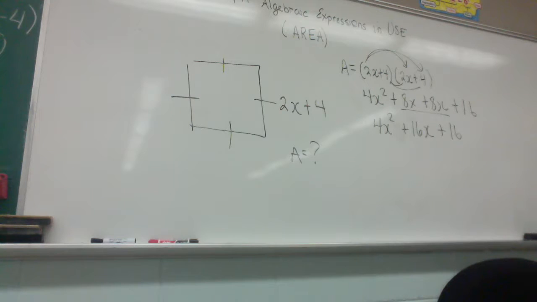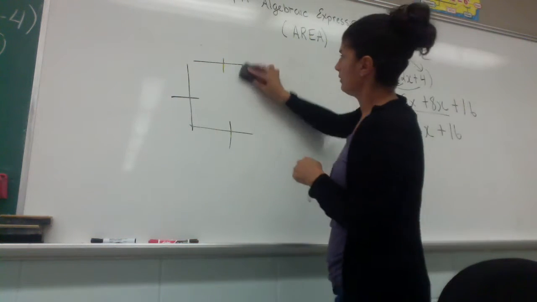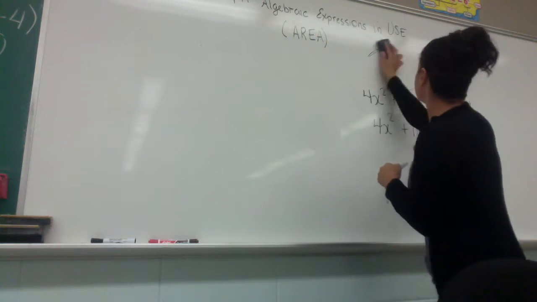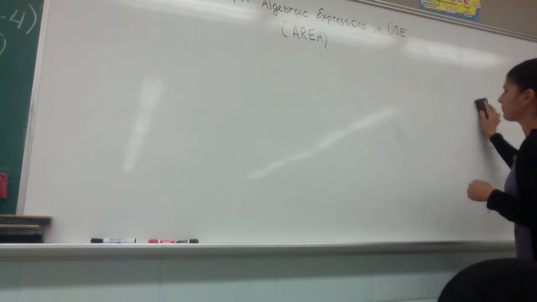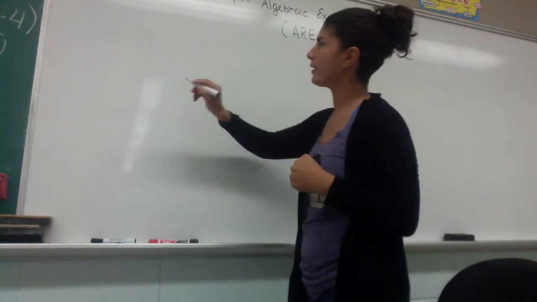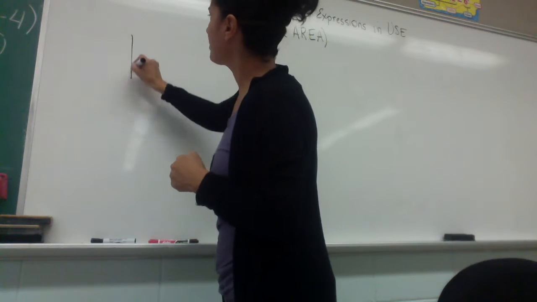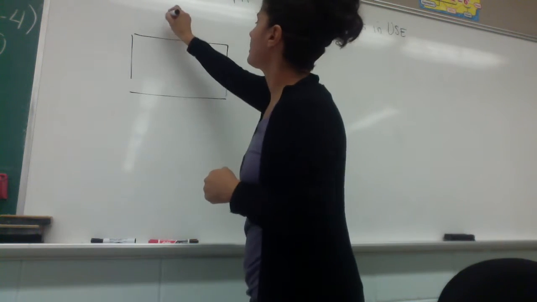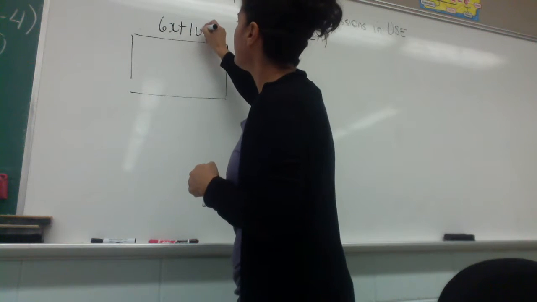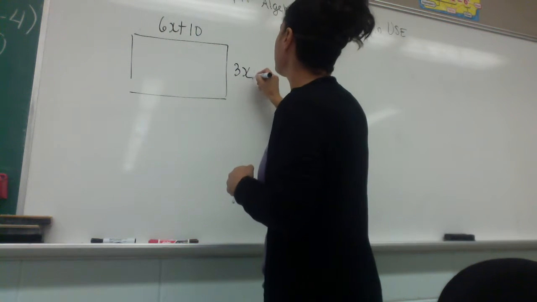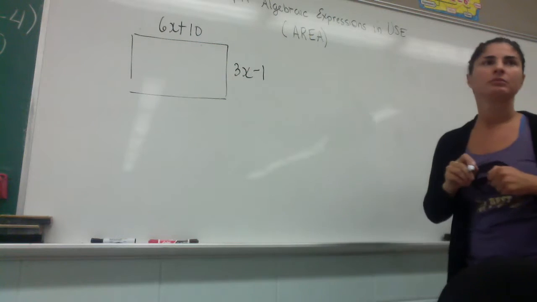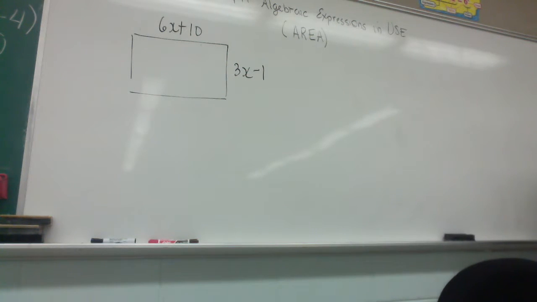Let's try a rectangle. So check this rectangle out. Here's my rectangle. 6x plus 10 and 3x minus 1. Try finding the algebraic simplified version to the area of this rectangle, please.